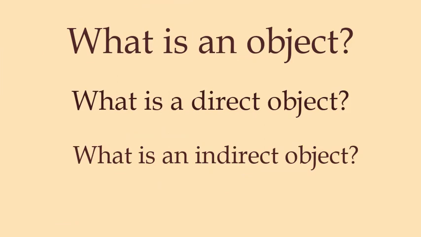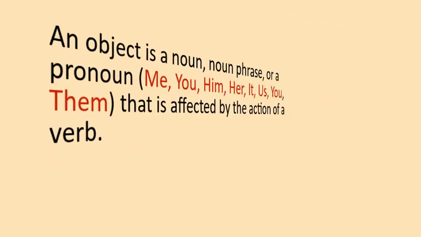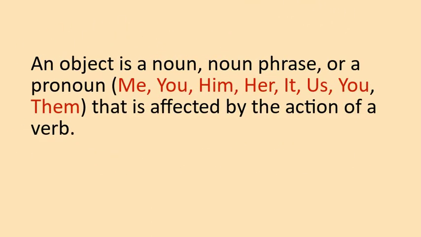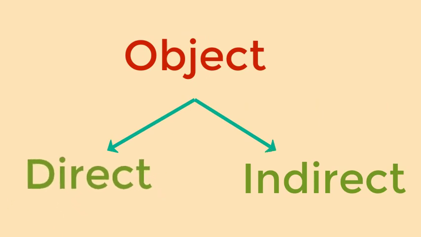And the next thing I'm going to teach you is about object. What is an object? What is a direct object? What is an indirect object? An object is a noun, noun phrase, or a pronoun like me, you, him, her, it, us, you, them, that is affected by the action of a verb. There are 2 kinds of object, direct and indirect object.